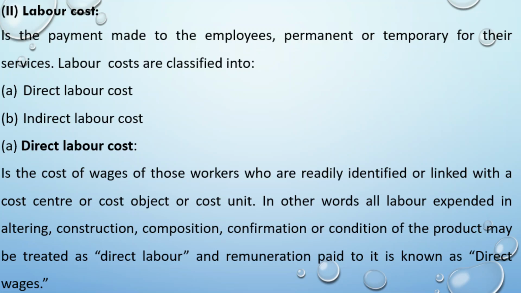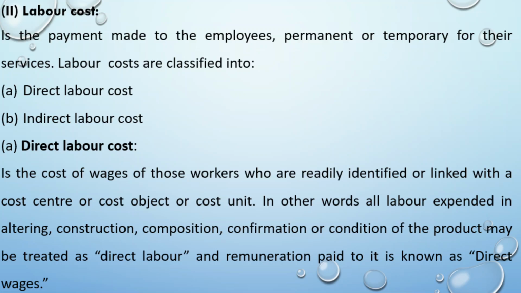What is labor cost? Labor cost is the payment made to employees, permanent or temporary, for their services. Labor costs are classified into direct labor cost and indirect labor cost. What do you mean by direct labor cost? Direct labor cost is the cost of wages of those workers who are readily identified or linked with a cost center or cost object or cost unit.